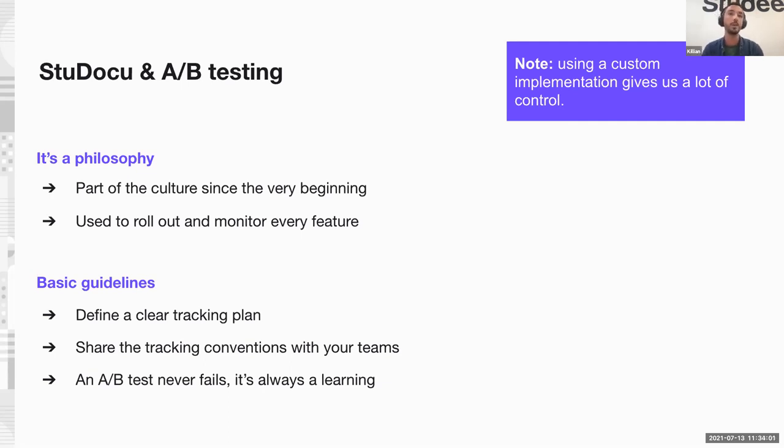A few basic guidelines about A/B testing. You should define a clear tracking plan and share the conventions with your team, so everybody knows which events to use and how they are called. But again, in Mixpanel, it's made super easy because you have some tools with a dictionary of events. You can describe them. It's very convenient and very easy to use.